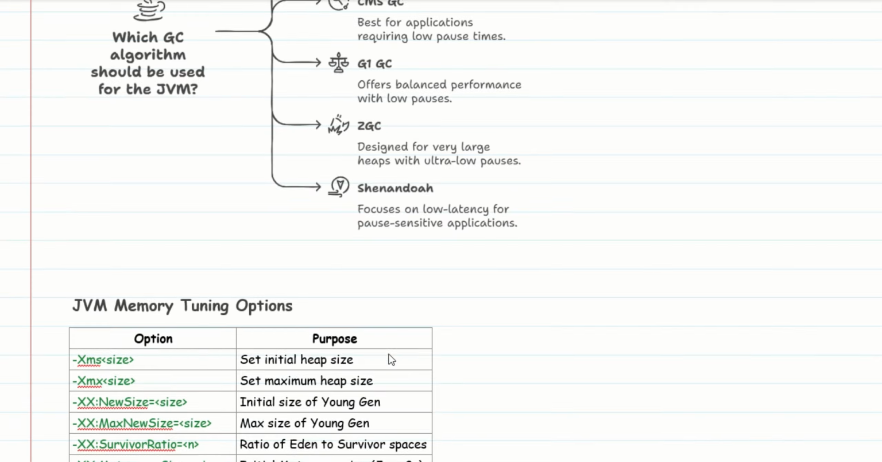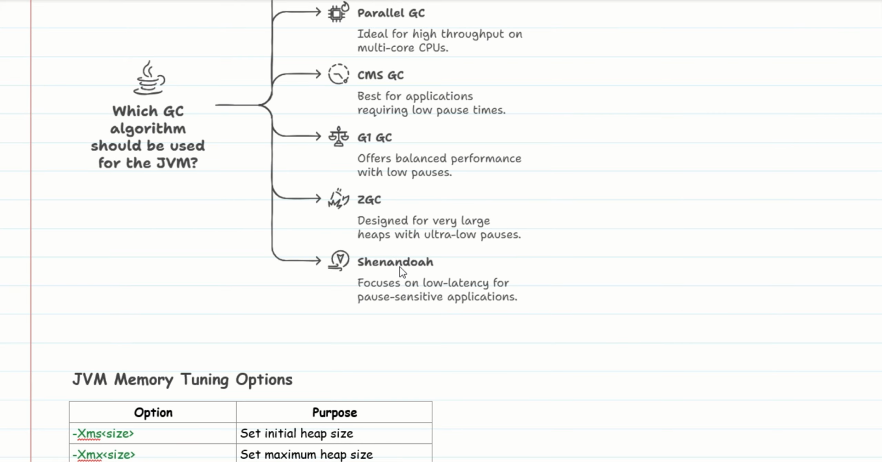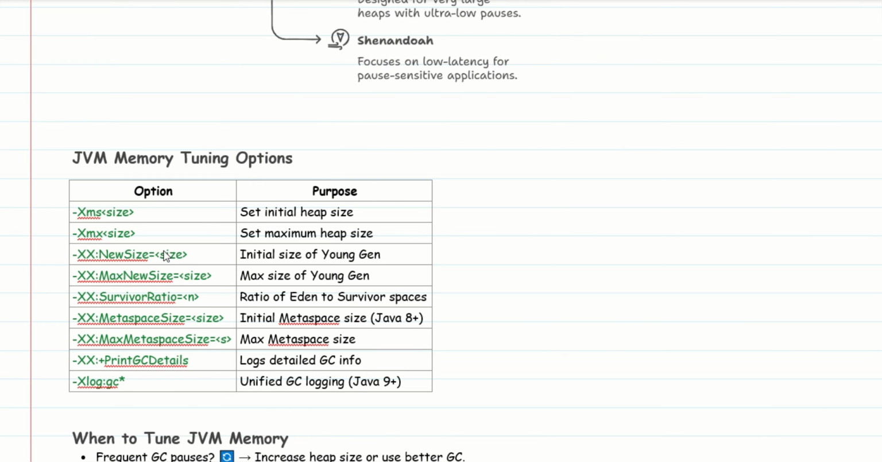So we have memory tuning options as well. As I mentioned, wherever you add these flags, if you want to tune memory, you can use these options. We have Xms, to set the initial heap size. You can also set the maximum heap size with Xmx. If you want to set a size for the young generation, initial size and maximum size, you can use NewSize and MaxNewSize. You can also update the ratio of Eden to survivor spaces. And, as already discussed, initial Metaspace size and max Metaspace size can also be tuned.